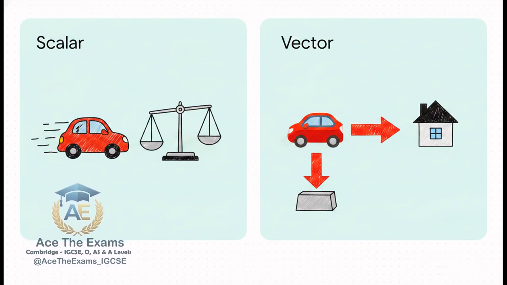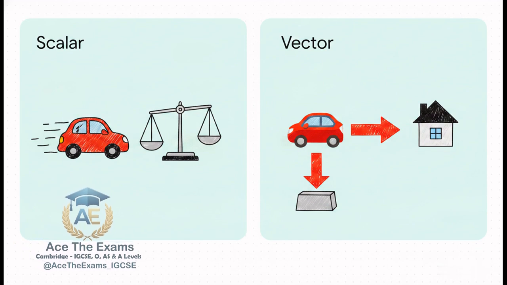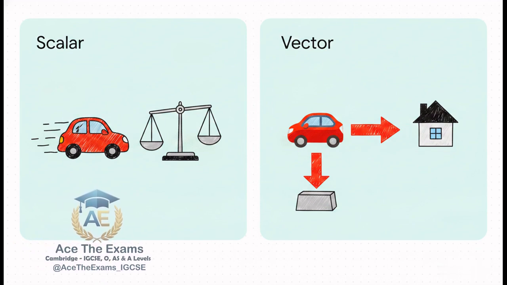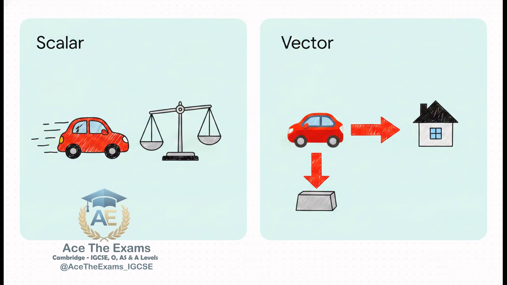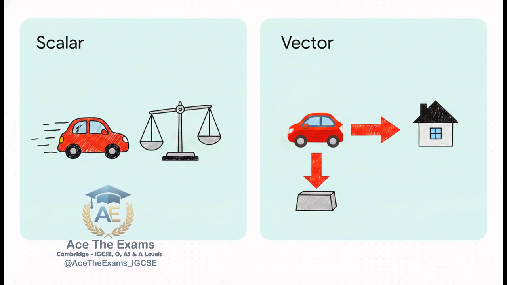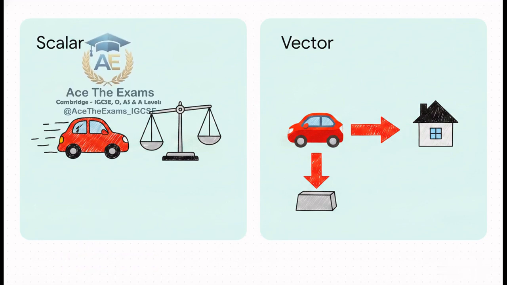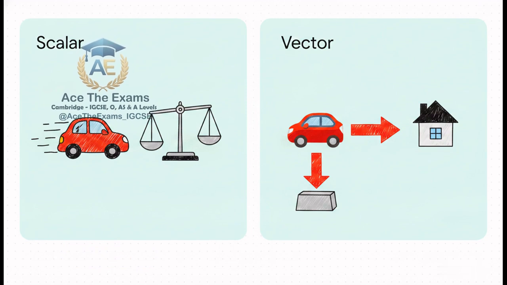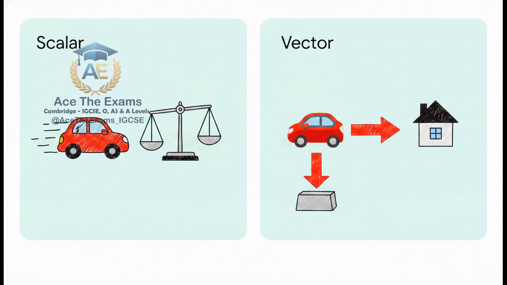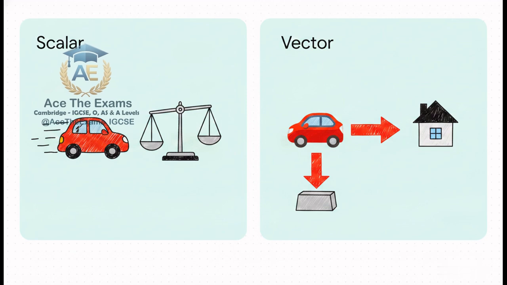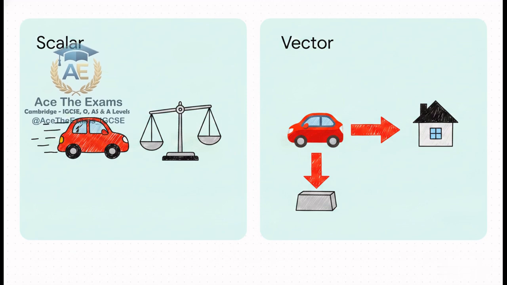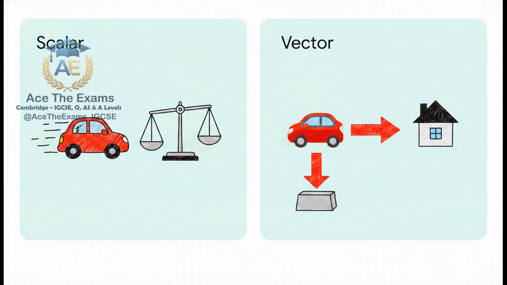In your exams, every single time you see a quantity, your brain should automatically scan and categorize it. Is this a scalar or a vector? Think about it. Weight? That's a vector because gravity physically pulls it down in a direction. Mass? That's a scalar. It's just an amount of stuff. Speed? Scalar. Velocity? Vector. This is the foundational rule that guarantees those top marks.